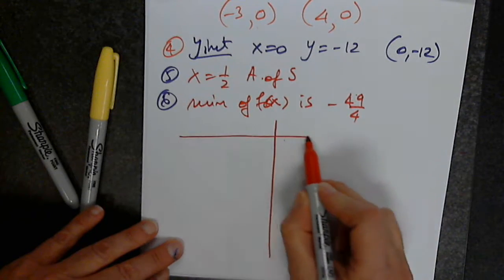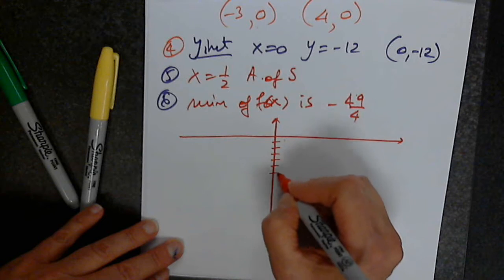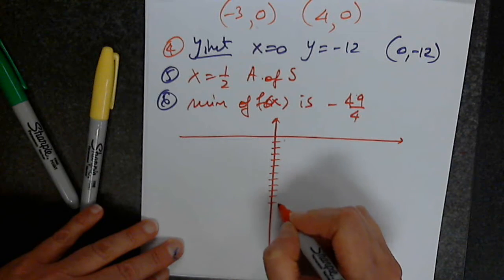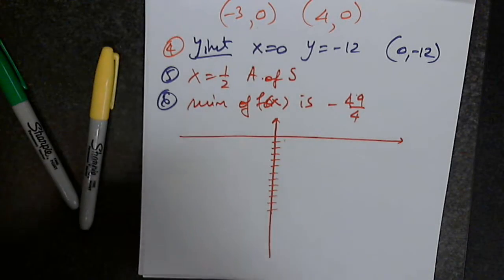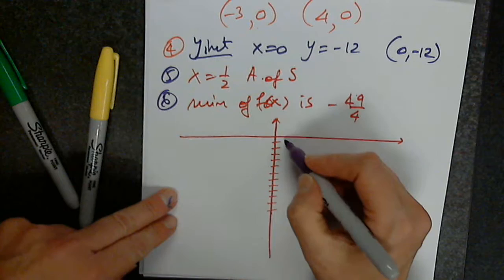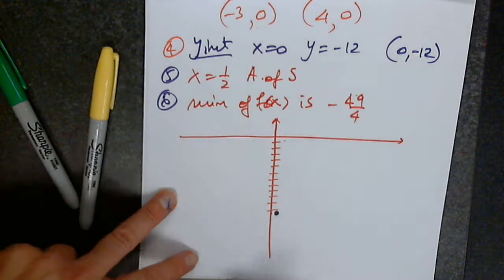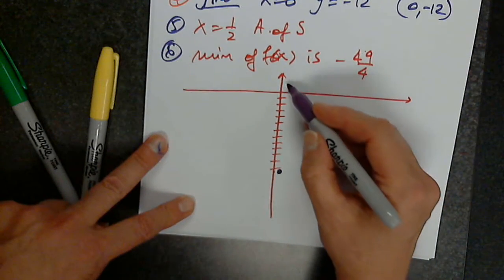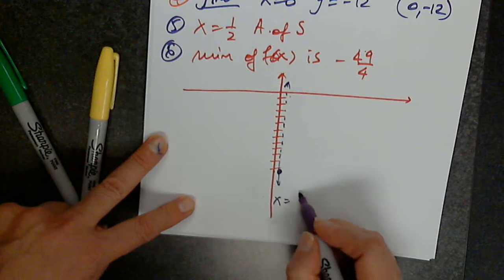So I know I should be up here. So 1, 2, 3, 4, 5, 6, 7, 8, 9, 10, 11, 12, and a little bit. Okay. So x equals 1/2, and y equals negative 49 over 4 is somewhere here. The axis of symmetry, x equals 1/2.